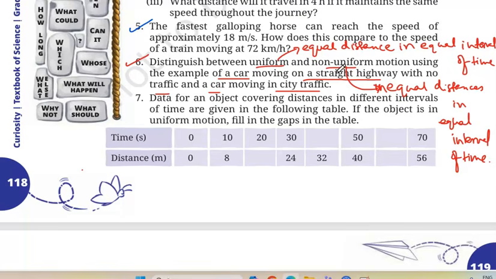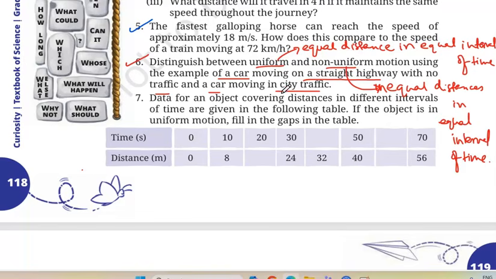Whereas a car that is moving in city traffic has a lot of obstructions, because of which its speed is continuously changing, and hence it is covering unequal distances in equal intervals of time, and it is an example of non-uniform motion.